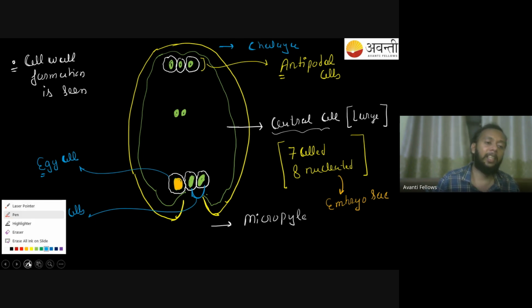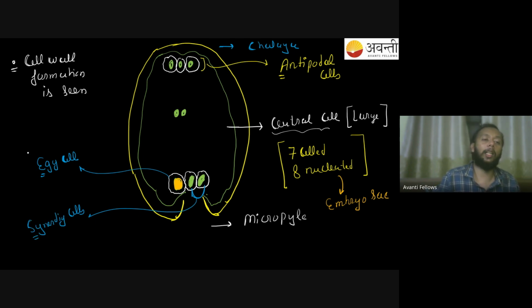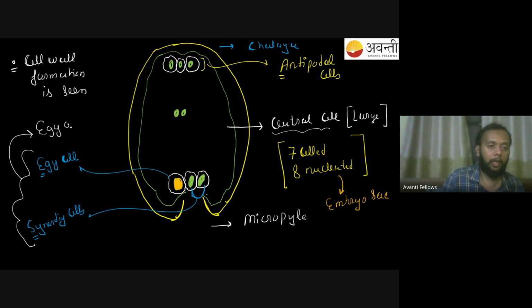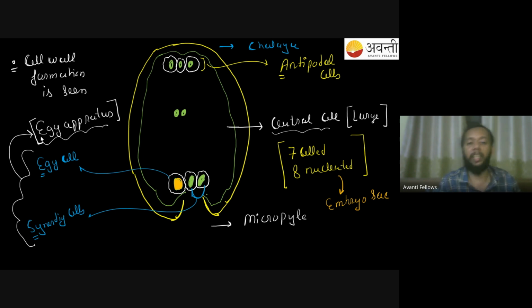Egg cell and synergid cells are collectively given a name, and that name is my egg apparatus. So याद रखना, इनको हम यहाँ पे बोलेंगे egg apparatus. So if someone asks you कि egg apparatus क्या होता है, तो आपने बोलना है कुछ नहीं होता, it will have the egg cell and the synergid cells. That is what I'll get to see in the egg apparatus.